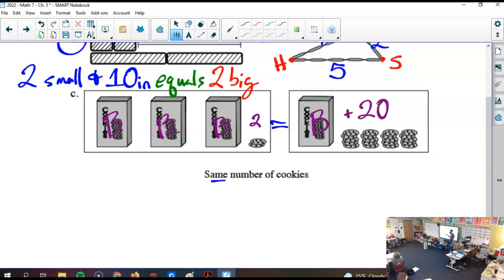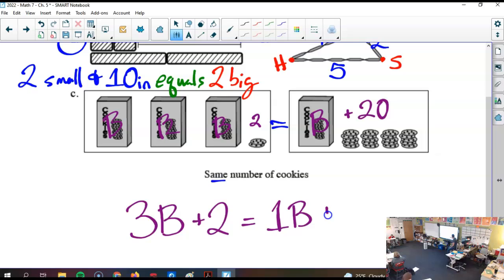So what we could write out, and guys, I'm going to ask that you do this, even if you wrote it in words already, I'm going to ask that you write this in numbers because it's going to help us start thinking through this. 3 boxes. So let's all together, if you haven't done it, that's fine because we're doing it together. 3 boxes plus 2 extra cookies equals 1 box and 20 extra. That's a lot.